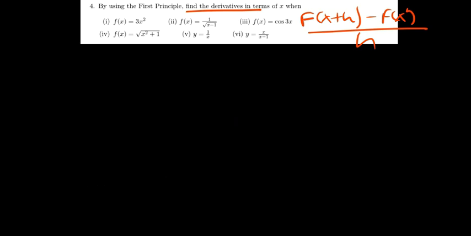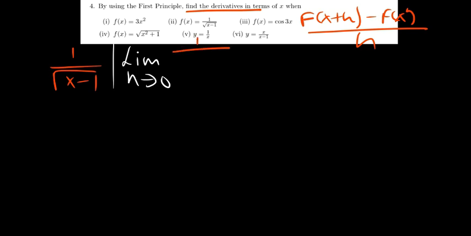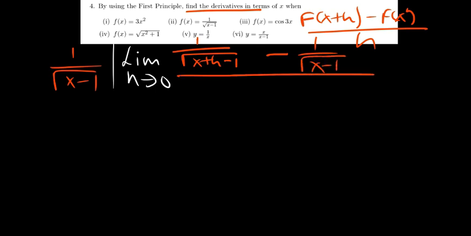The second one is 1 minus root of x minus 1. Differentiate that function using first principle. So obviously I've already told you the limit as h approaches 0. We'll start by f of x plus h. It implies where there's x, you put x plus h. So you're going to have a 1 over root of x plus h minus 1, and then minus the original function itself, which is just 1 over root of x minus 1, divided by the denominator, which is h in our equation.